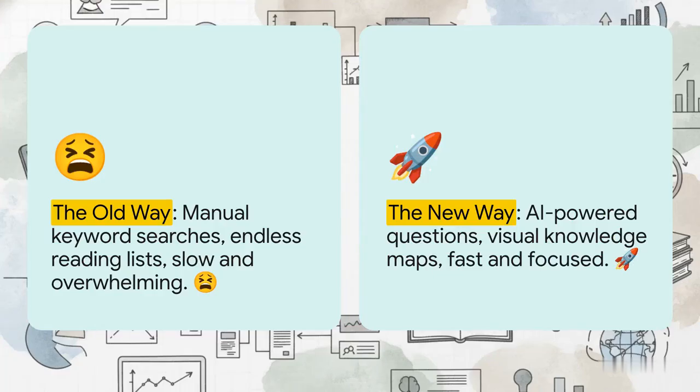And this slide really nails the shift we're talking about. On the left, that's the old way, right? Manual keyword searches, endless reading lists. It's slow, and let's be honest, pretty frustrating. But on the right, that's the new way. We're talking AI-powered questions, visual maps so you can actually see the connections, and a workflow that's fast and super focused. So let's break down exactly how to get there.